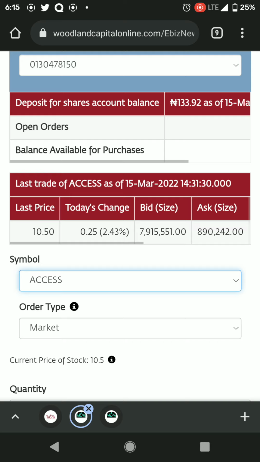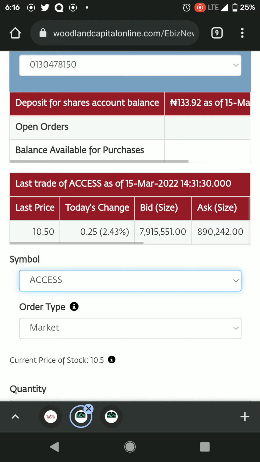So we have the last price of Access Bank today is 10.50. That's 10 naira 50 kobo. Today's change now is showing you the percentage of change that has happened on this stock between yesterday's price and today's activity. That's showing that 2.43% change has happened to this price. So it's comparing yesterday's price and today's price as at the time that I am looking at it.